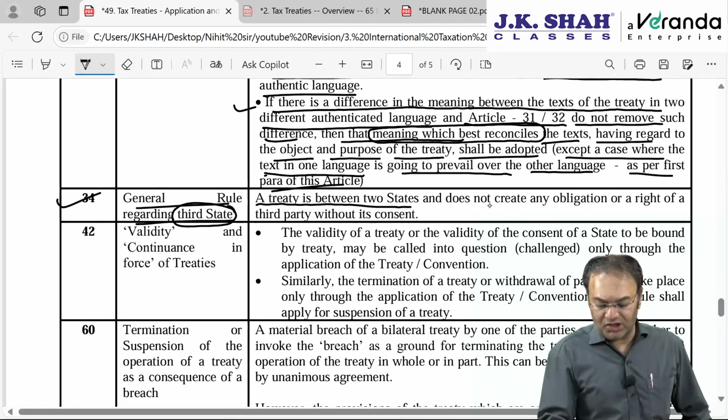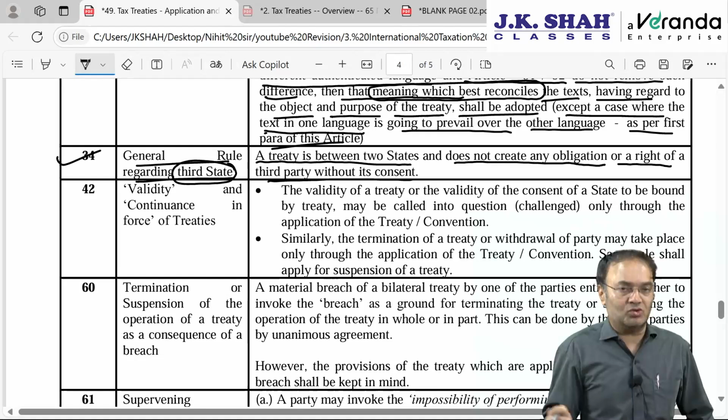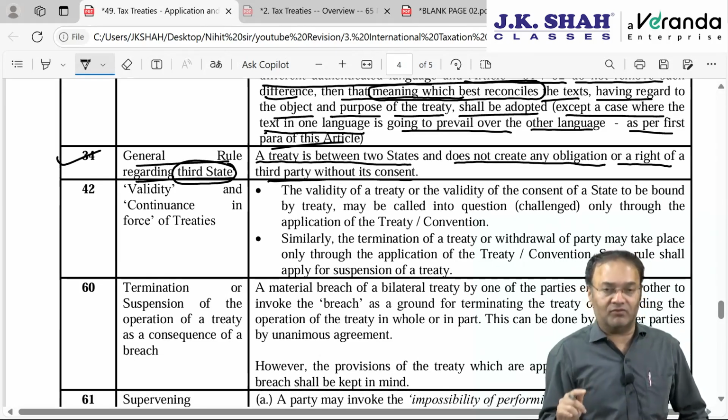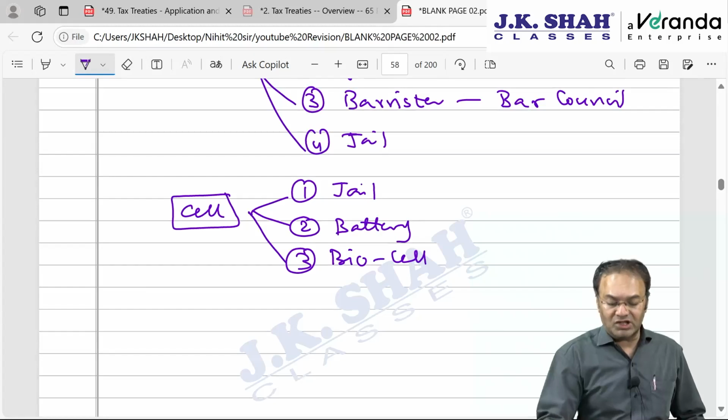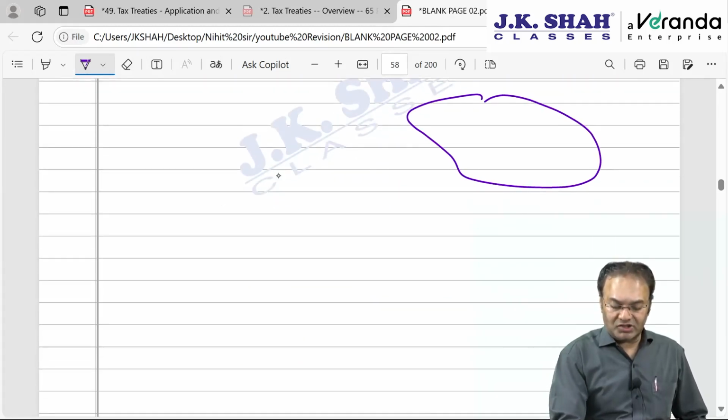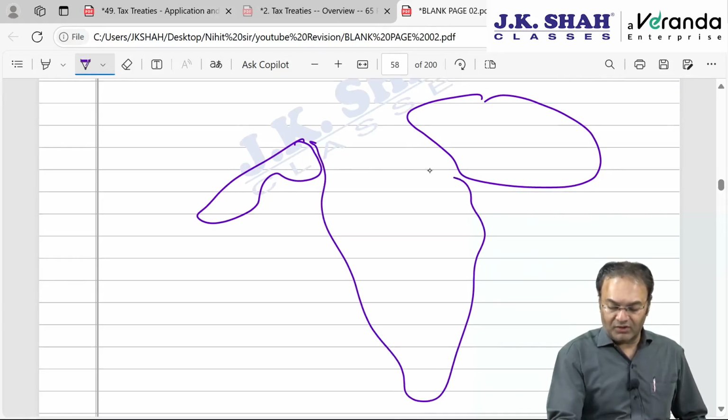A treaty between two states does not create any obligation, nor any right, for a third party without its consent, but if they wish to, they can include China in the treaty and have a tripartite agreement. For example, there is this Indus river, this is China, this is Pakistan, and this is India.